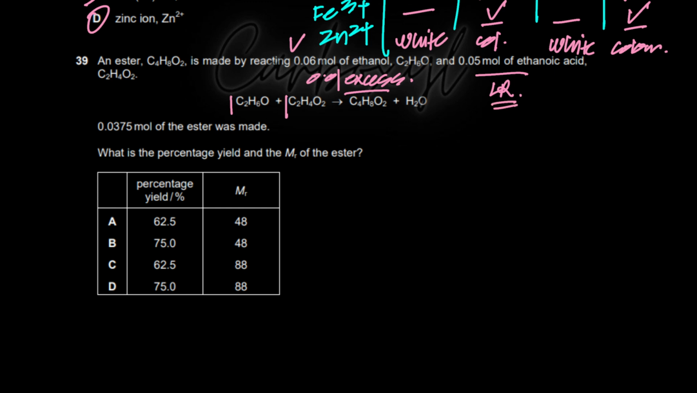So this particular MCQ is very good because he's mixing two concepts together: the concept of limiting reactant and the concept of percentage yield. He's saying that practically, in the factory, 0.0375 moles of ester were made. Now I have to calculate, from 0.05 moles of ethanoic acid, how many moles of ester would be made theoretically, and then I can calculate the percentage yield. So let's do that.